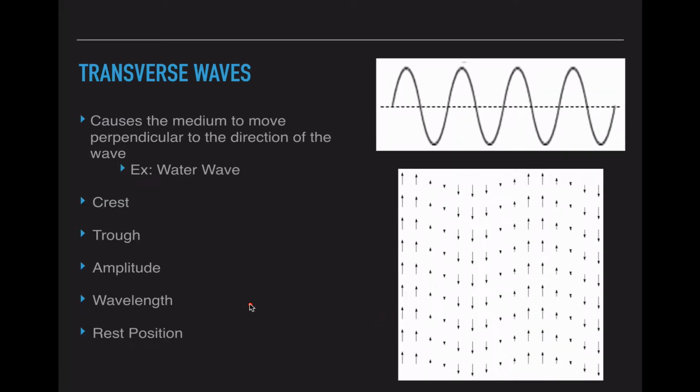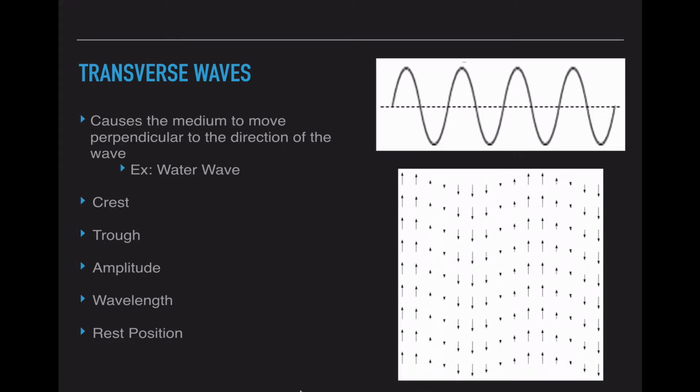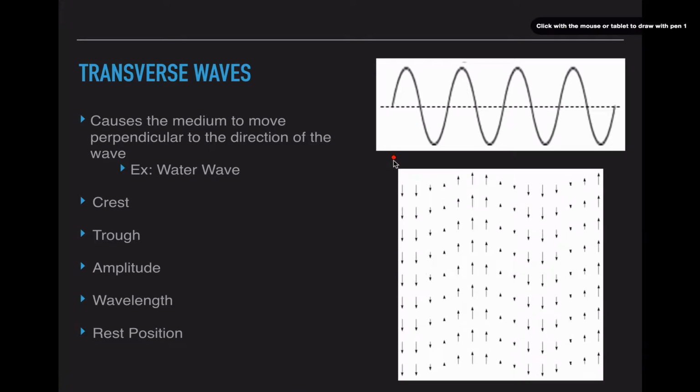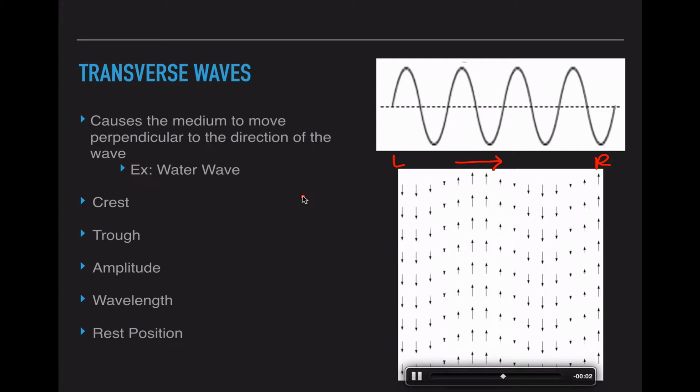Alright guys, so the first type of wave that we're going to talk about are transverse waves. And transverse waves occur when the medium moves perpendicular to the direction of the motion of the wave. So I'm going to go ahead and press this little video so we can see how this works. So the wave is actually moving from the left-hand side to the right-hand side. It's traveling in that direction.